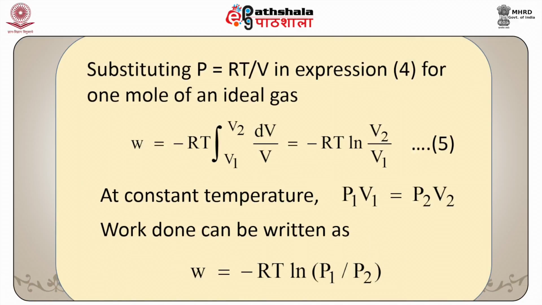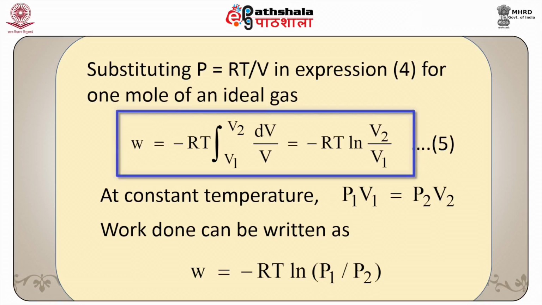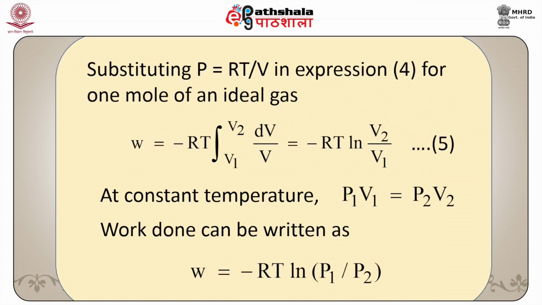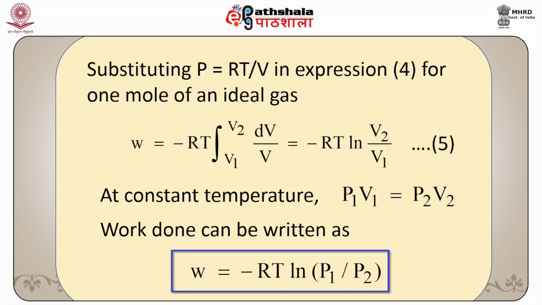Substituting P equal to RT by V in the above expression for 1 mole of an ideal gas, we get W equal to minus RT integral from V1 to V2 of dV by V, which is equal to minus RT ln V2 by V1. At constant temperature, P1 V1 is equal to P2 V2 for the case of ideal gas. Thus, work done can also be written as W equal to minus RT ln P1 by P2.